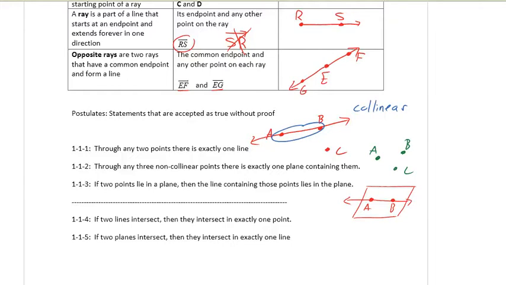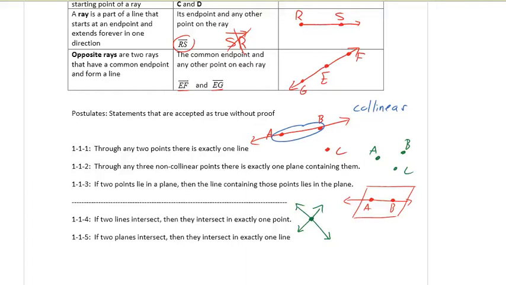Last couple, and then I might even add one. If 2 lines intersect, then they intersect in exactly 1 point. So if you're looking at one line, another line here, they intersect at some point. Makes sense. If you pull 2 pieces of string across each other, they're going to meet at exactly 1 point. Or just like algebra last year, you're drawing 2 lines, they intersect at exactly 1 point. Again, those lines don't actually exist. The point doesn't actually exist, but we refer to it as those.